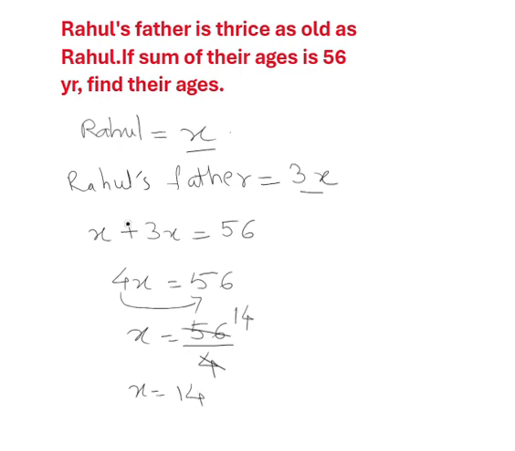That means age of Rahul is 14. As age of Rahul is x, age of Rahul is 14. Now Rahul's father's age is 3x. So 3x is equal to 14 multiplied by 3 equal to 42 years. Now Rahul's father's age is 42 years.